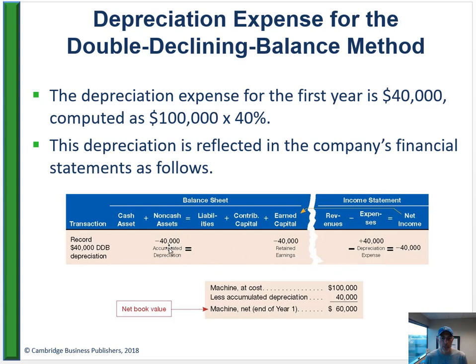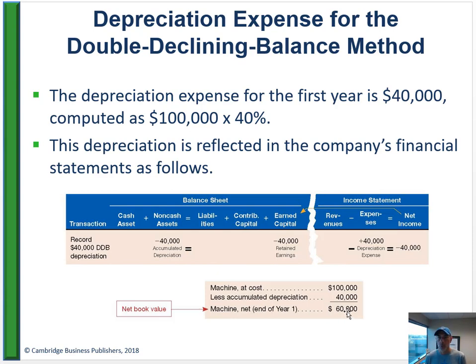The credit in that transaction would be a $40,000 credit to accumulated depreciation, and you can see there that at the end of the first year, the net book value of the machine is $60,000. Now roll this over to the second year.